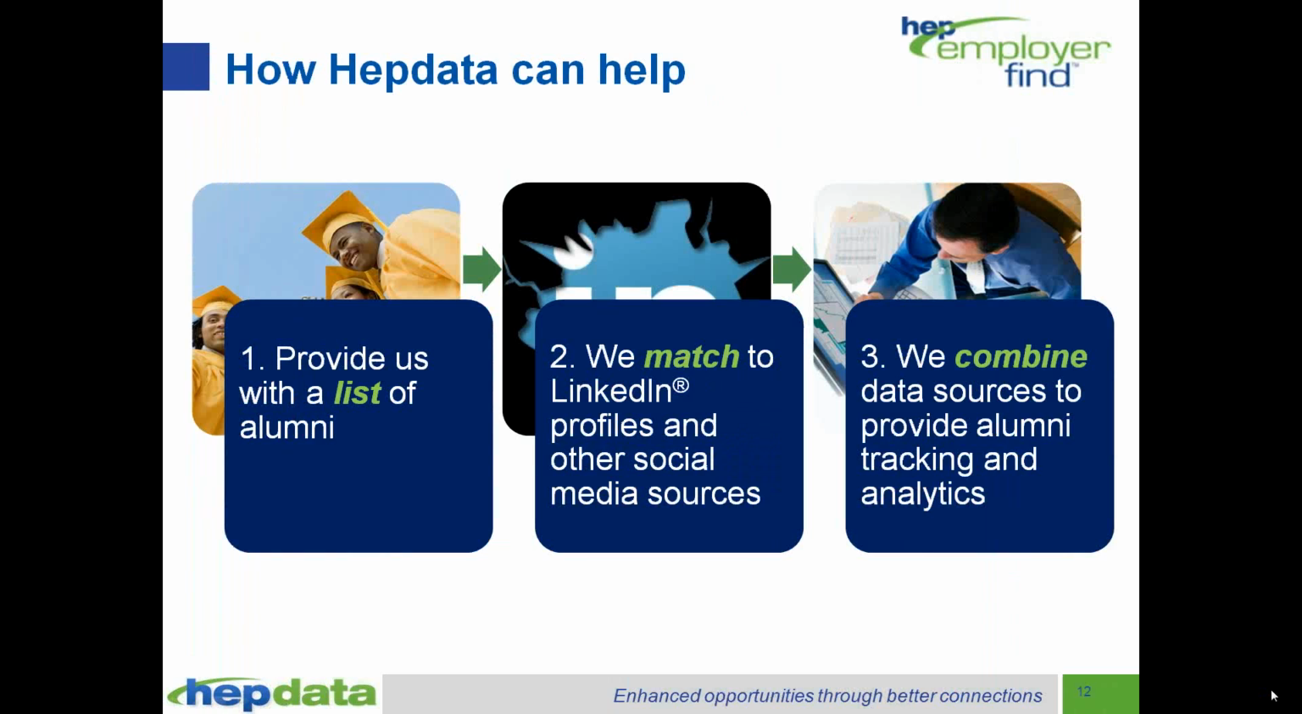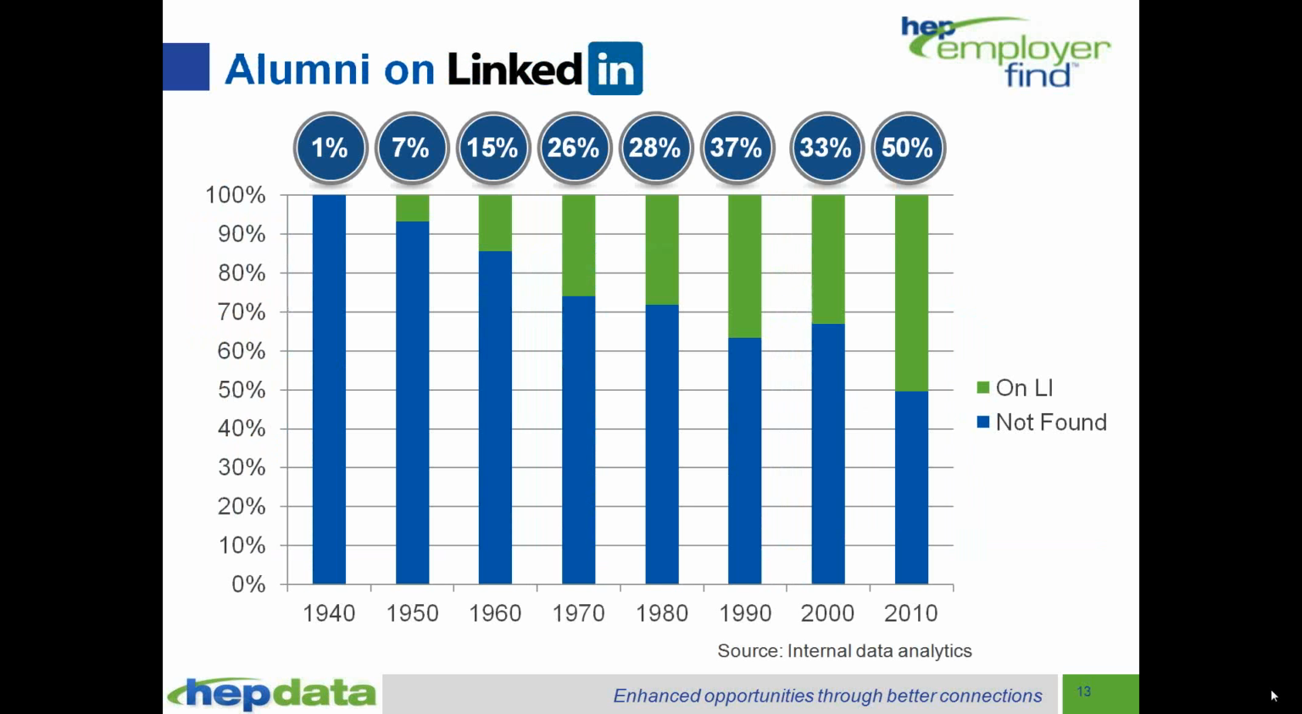And so this is how HEP data can help. If you provide us with a list of students you want us to try and track, what we do is we match that information to a LinkedIn profile and other social media sources and data sources. Then we combine the two sources of data for you and give it back to you so you can do alumni tracking and analytics. Here's what we typically find.